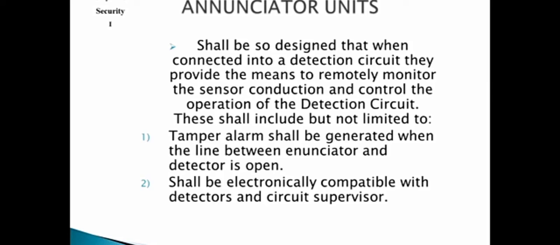A tamper alarm shall be generated when the line between the annunciator and the detector is open. As I said, it shall be electronically compatible with detectors and circuit supervision. Okay? That doesn't mean somebody standing there is controlling the circuit. That is a module in the annunciator panel that constantly checks the status of the sensors. Okay? Moving on.